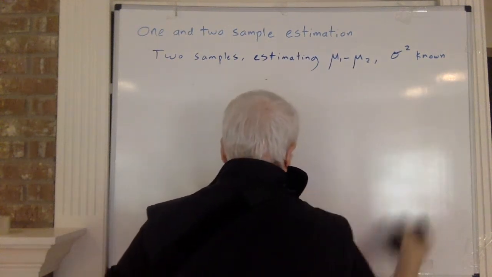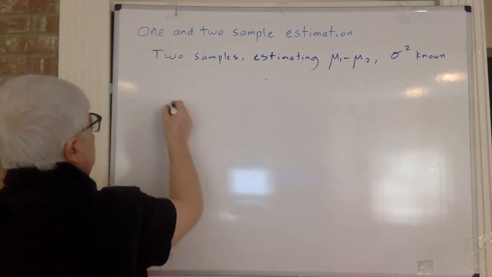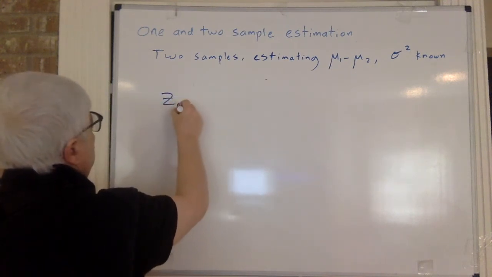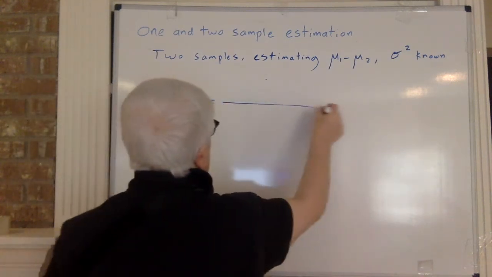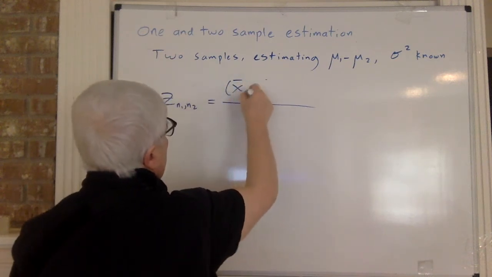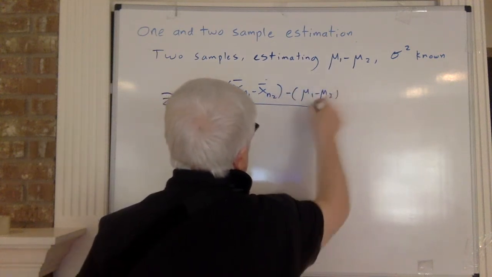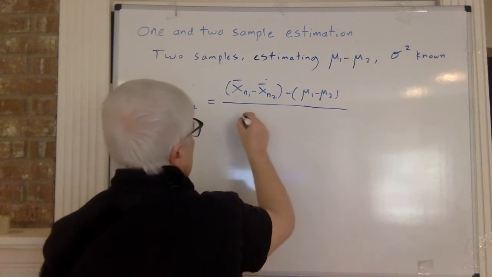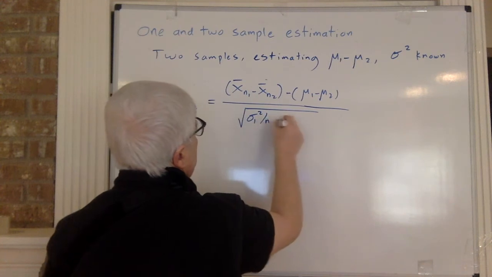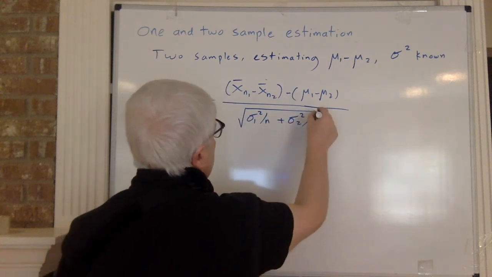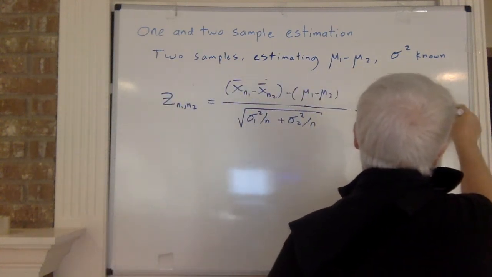So we have this thing, and what did we find? What was the estimator? I called this N1 and N2. So one of them has N1 samples, and the other one N2 samples, and we found that X bar N1 minus X bar N2 minus mu1 minus mu2, divided by the square root of sigma 1 squared over n1 plus sigma 2 squared over n2, approaches z, which is normal 0, 1.